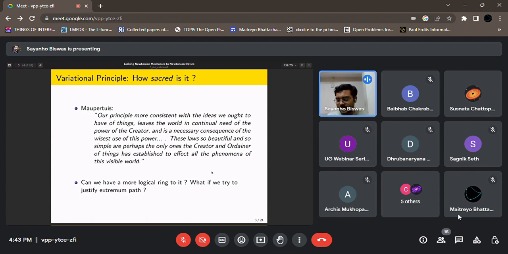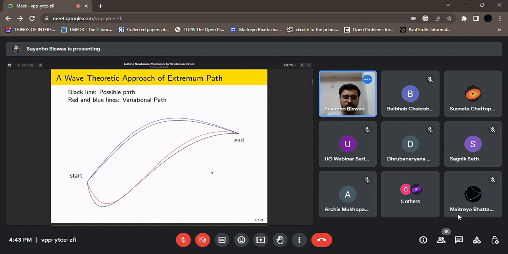What if we try to justify an extremal path? Firstly, what do I mean by path? For our first year undergraduates, I mean that a particle is going from one position to another, one place to another, and that is what I mean by path, in the sense that it goes through some potential distribution, having a particular energy. It goes through a path, its trajectory basically.